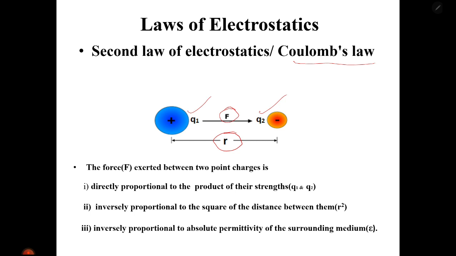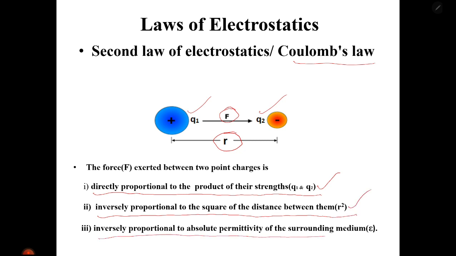Coulomb's law tells that this force exerted between two point charges, the force of attraction, is directly proportional to the product of their strengths, that is Q1 and Q2, and inversely proportional to the square of the distance between them, r squared, and also inversely proportional to the absolute permittivity of the surrounding medium. Actually, permittivity is the medium dependent term.